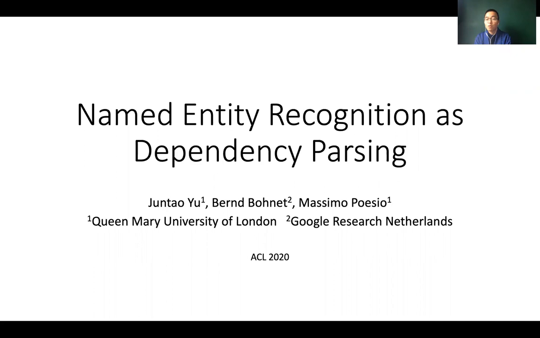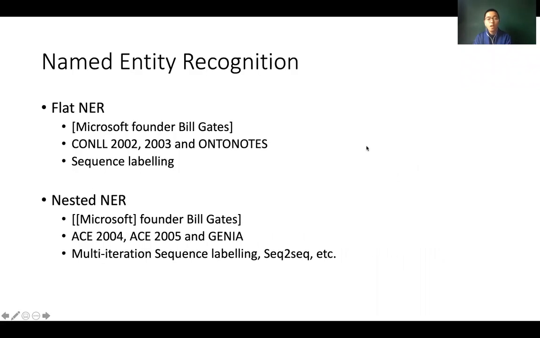Today I'm going to share with you one of this year's ACL papers, Named Entity Recognition as Dependency Parsing. Normally the named entity recognition task can be classified as two different tasks. One is called flat NER, which only focuses on the named entities that are not nested.